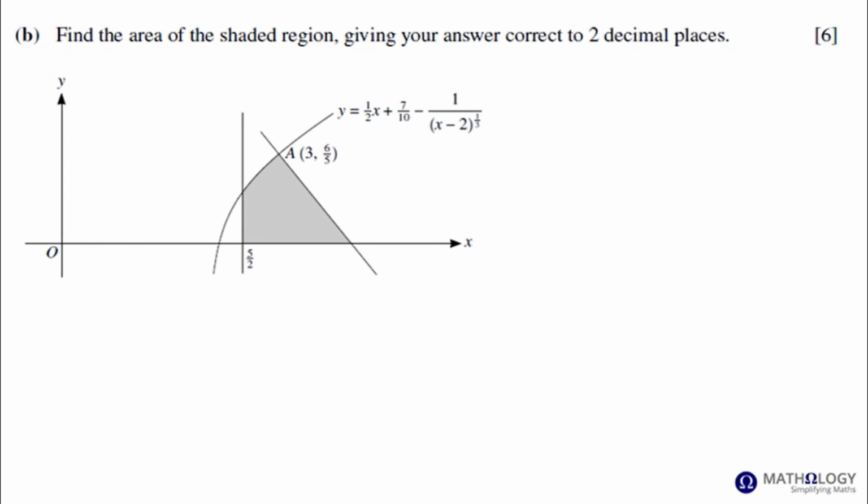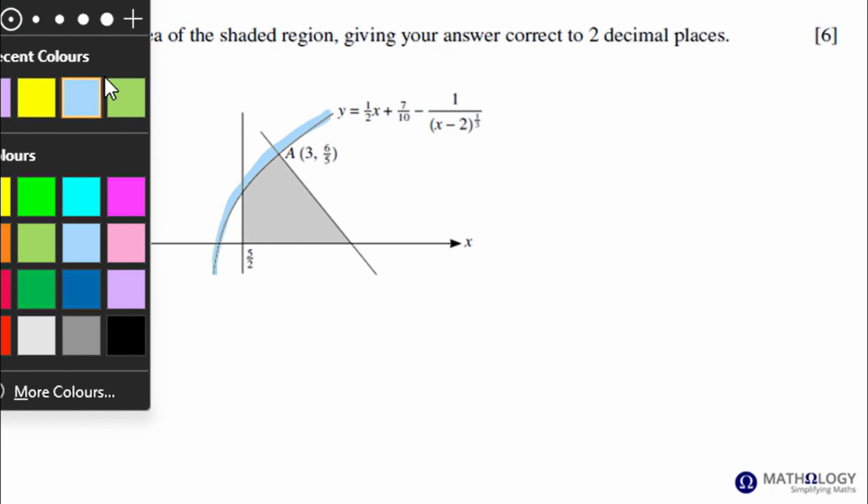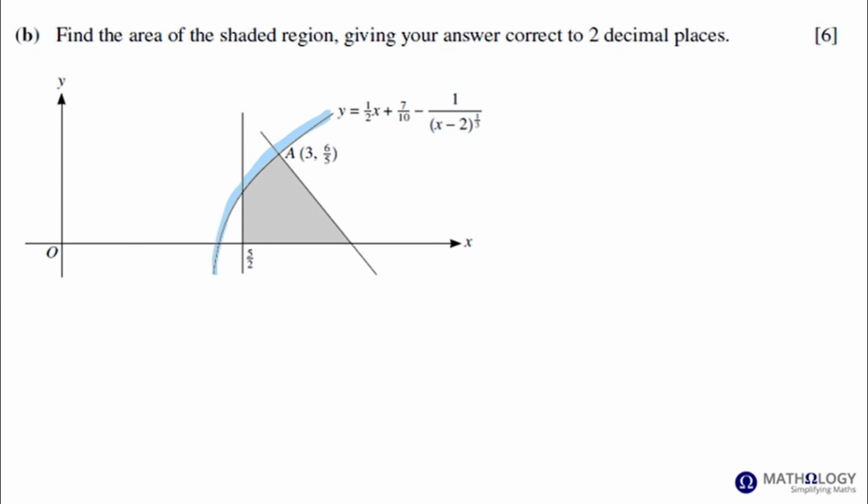Find the area of the shaded region, giving your answer correct to 2 decimal places. So the area of the shaded region. Now we need to consider the fact that we are not dealing with a single continuous function. We have a curve, then we have a straight line, which we also call a curve, right? We've got two curves here. And it's not continuous, right? At point A, we have what is called a discontinuity.